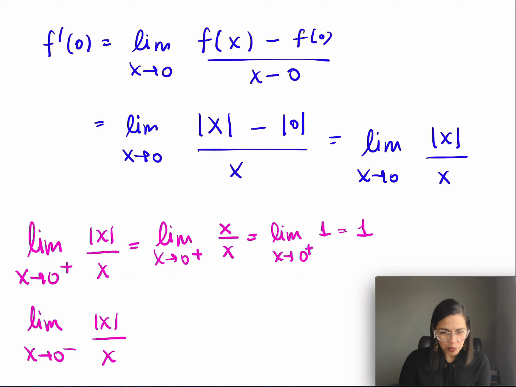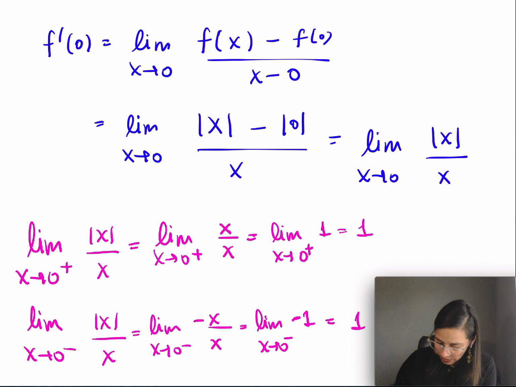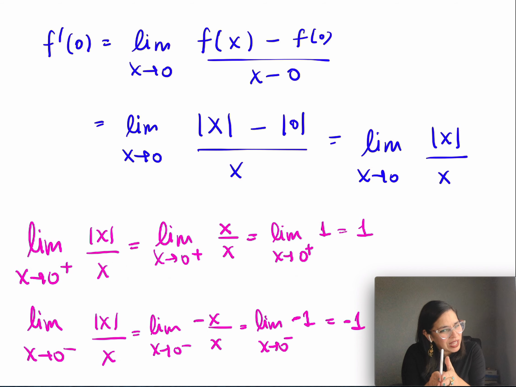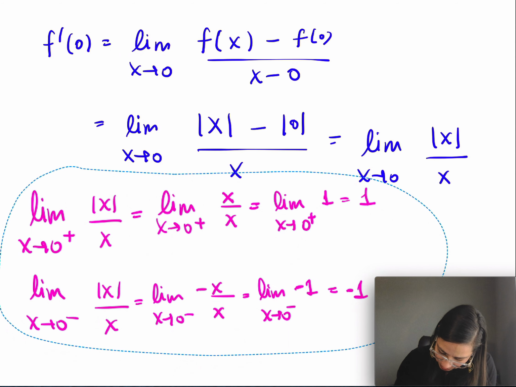Perfect. Now, limit as x approaches 0 from the left, I get negative x divided by x. And now I get that this is just the limit as x approaches 0 from the left of negative 1. And the answer now is negative 1. Well, since you got negative 1 from the left and positive 1 from the right, then at 0, that limit does not exist. Okay? Does that make sense? Let me just move this a little so I can write everything in the same place.